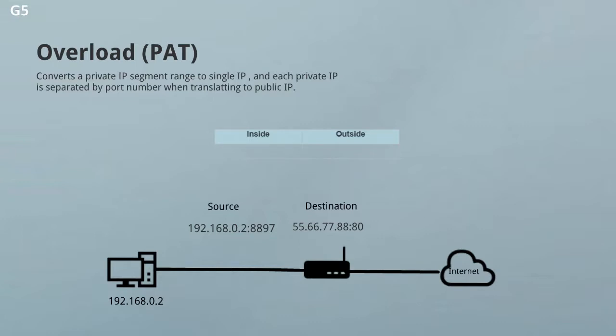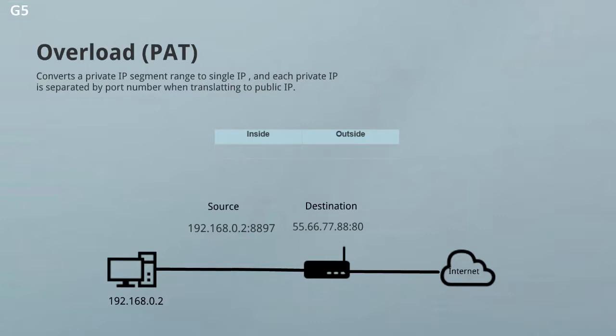When your computer sends data to the router, it will take a look at its source address, the source port number, the destination address, and the destination port number. Now, the port number is very important here. Not only does it distinguish which device the data belongs to, but it also tells the device which application the data belongs to.